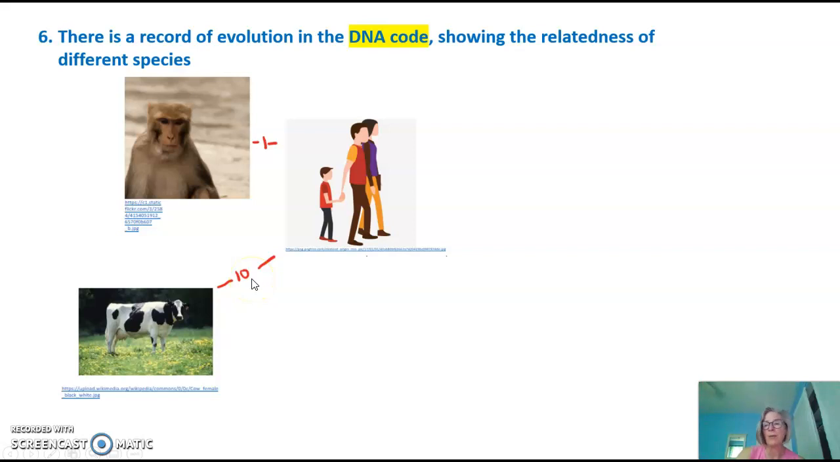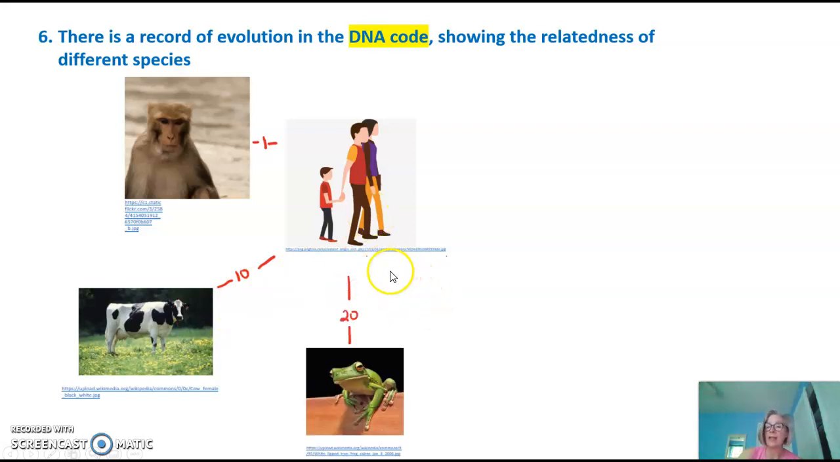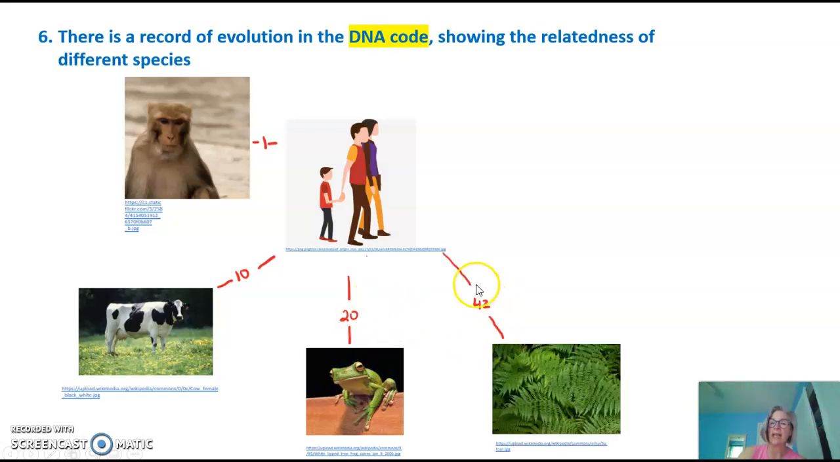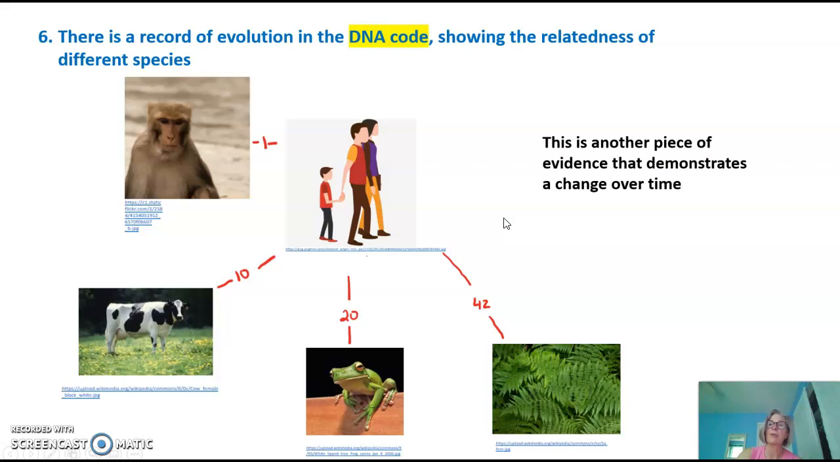If we look at that same protein in the electron transport chain in the mitochondria of cows, we find that there's 10 amino acids difference. So that means that the cow DNA had 10 codons that were different from the human DNA. If we look at that same protein in a frog, we see 20 amino acids different. And if we look at that same protein in a fern, we see 42 amino acids difference. So we can see that humans from the DNA code are much more closely related to chimpanzees than we are to cows or frogs or fern. This is another piece of evidence that demonstrates change over time because that protein in the electron transport chain changed over time as these different organisms evolved.